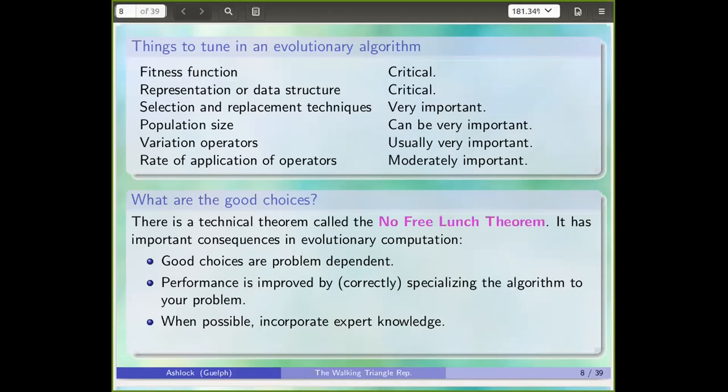There's also a technical theorem called the no free lunch theorem. It has important consequences in evolutionary computation. The good choices of all of the parameters you can set depend on your problem. Performance is improved by correctly specializing the algorithm to your problem, and when possible, you really want to incorporate anything you know about the problem.